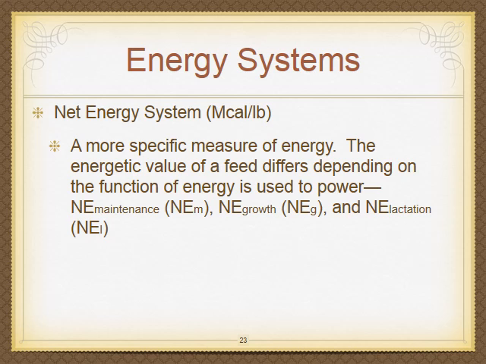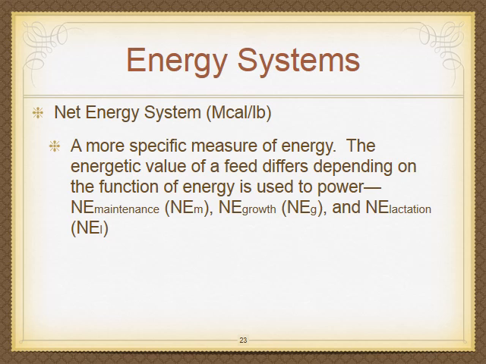The second energy system is the net energy system, and this is measured typically in megacalories per pound. How many megacalories per pound of feed do we have out on the range? This is a more specific measurement of energy, and the energetic value of feed differs depending on the function of energy it's used to power.